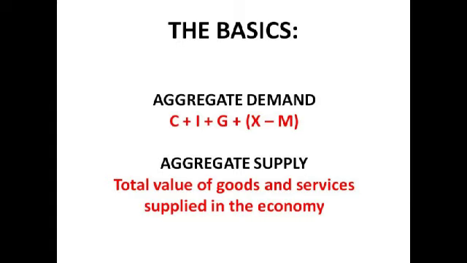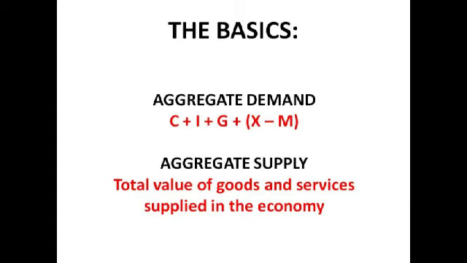There's government spending, which is any spending by the government on education, healthcare, benefits, stuff like that. And then we have the total net exports, which means exports minus imports. And we know this as the identity C plus I plus G plus X minus M.